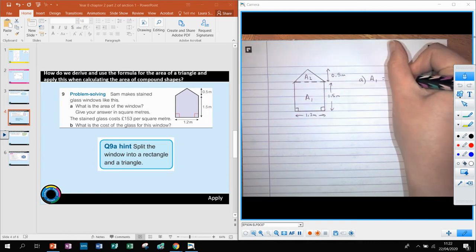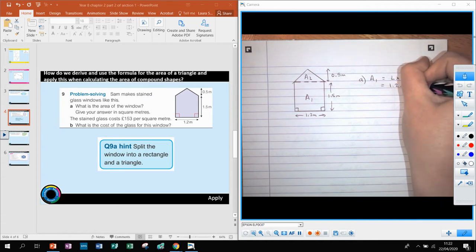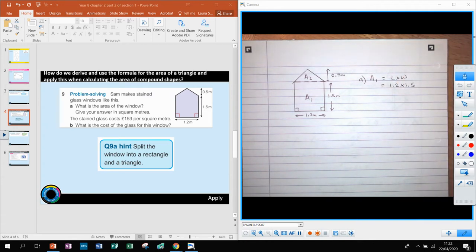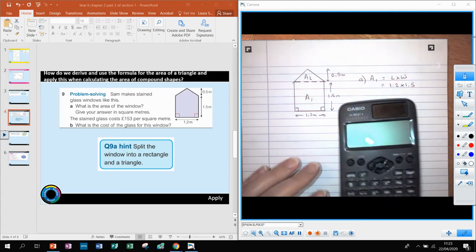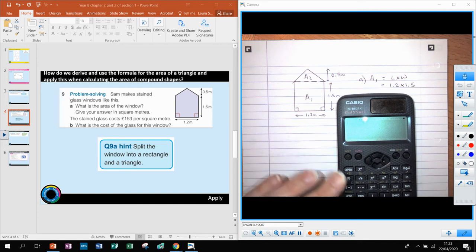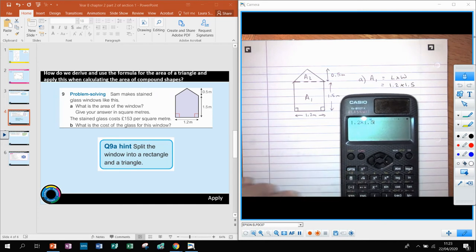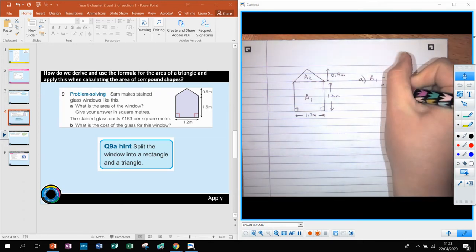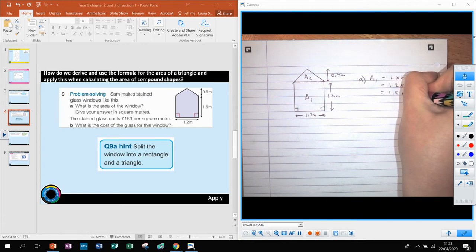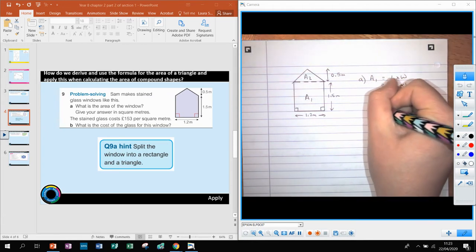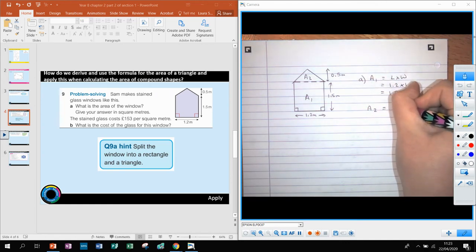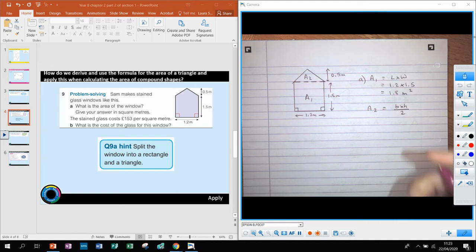Area 1 is going to be length times width, which we know is 1.2 times 1.5. Now, we are allowed a calculator for this question, okay, because 1.2 times 1.5 is not necessarily the easiest thing to do. So let's grab our calculator. Okay, 1.2 times 1.5 is, when we press the SD button, 1.8. Okay, so this is 1.8 meters squared.